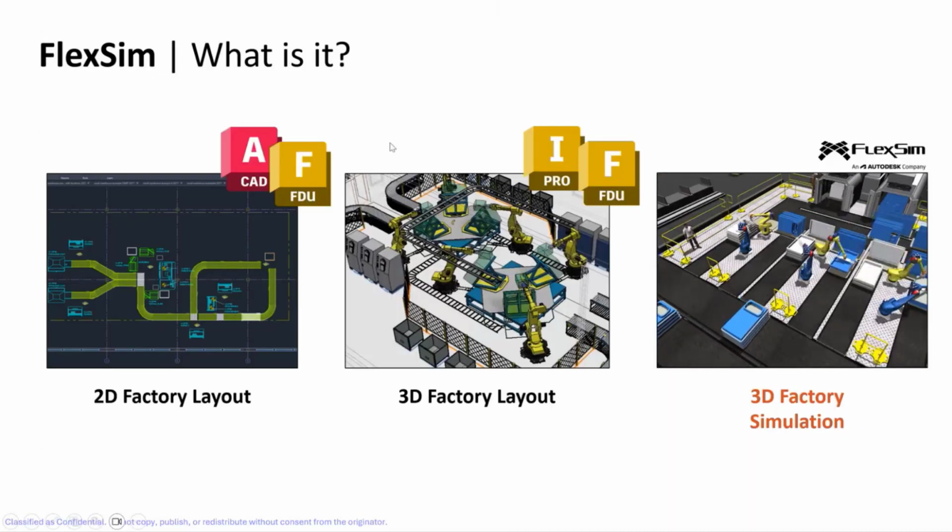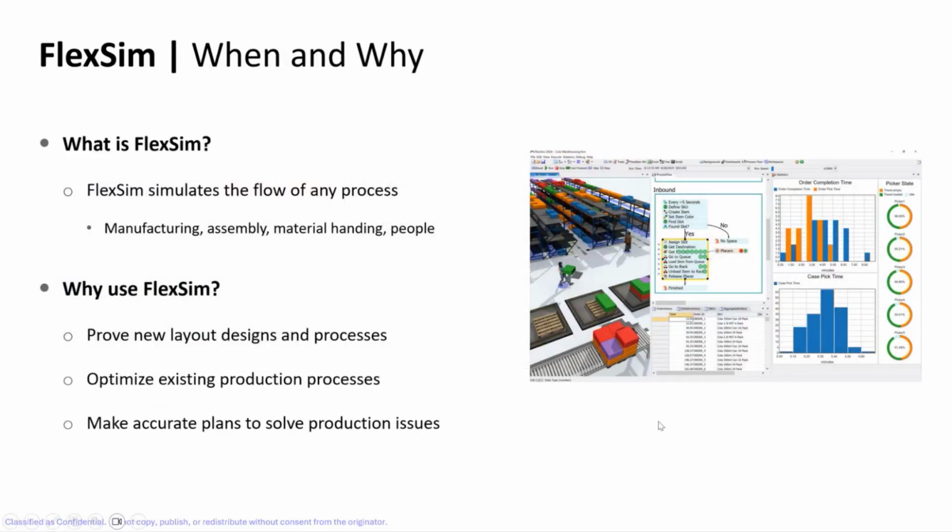It works well with 2D layouts and also 3D models, all that is needed to create the factory simulations. It simulates the flow of any process: manufacturing, assembly, material handling, people. Why do you use these applications? Let's say you want to propose a new factory layout, but you do not have a reference for how it performs. You can use FlexSim to show how it performs. Optimize existing production processes. For example, earlier we were talking about a new process; if you want to optimize an existing process, we can also do that.